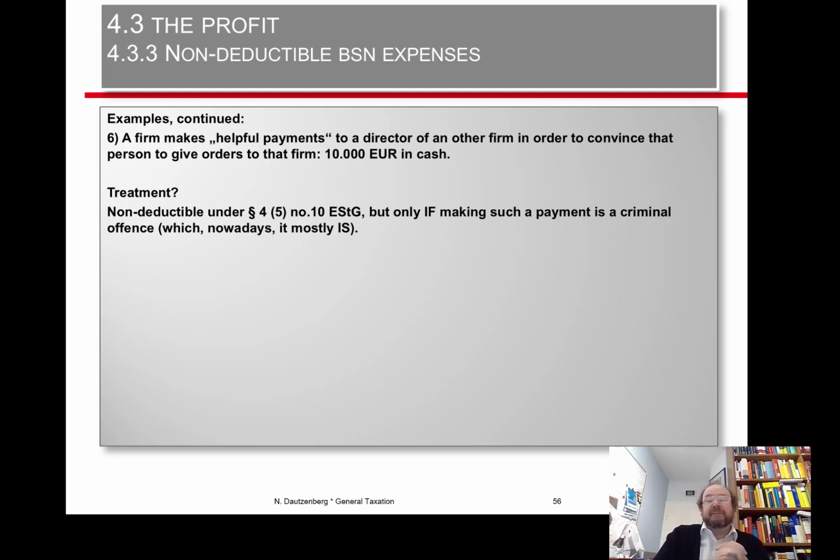Concerning the bribes, you may imagine a firm makes so-called helpful payments to a director of another firm in order to convince that person to give orders to our firm, 10,000 euro, preferably in cash. And the answer is definitively a bribe. At least not deductible if making such a payment is a criminal offense, and nowadays it usually is, so not recommendable. The fiscal authorities will even cooperate with other authorities in order to ensure punishment of that behavior. So the answer is no, don't.